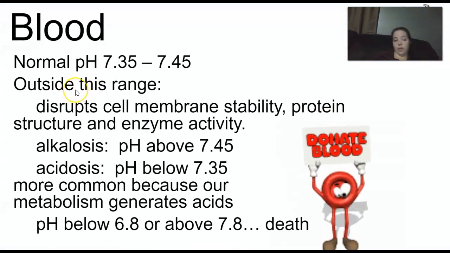Okay, so what does this have to do with anything? We already saw in the previous notes that blood normally has a pH of 7.35 to 7.45, slightly basic. Outside this range, if we get more acidic or more basic, it disrupts cell membrane stability, protein structure, and enzyme activity. Alkalosis is when it goes too basic, and acidosis is when it becomes too acidic. Acidosis is more common because our metabolism generates acid. A pH below 6.8 or above 7.8 means death.